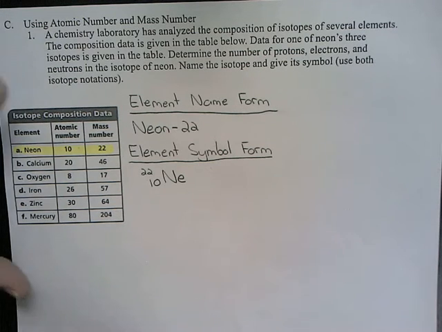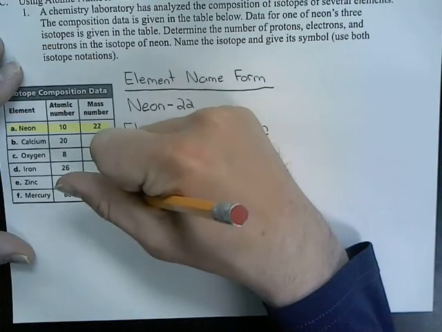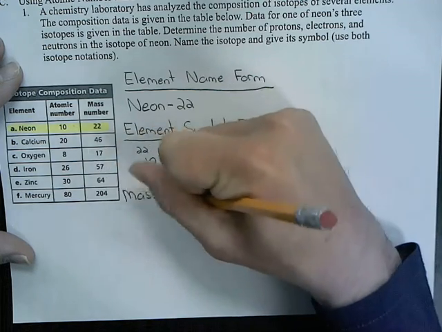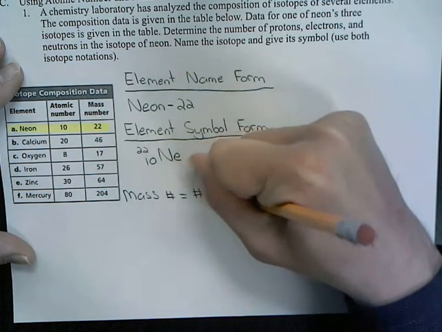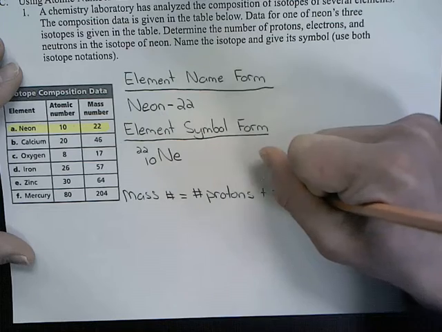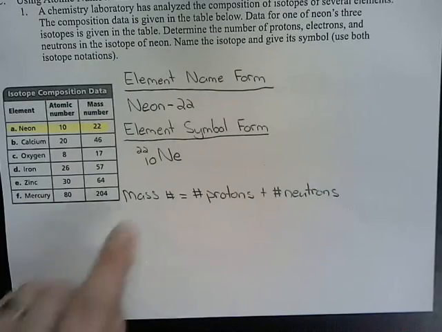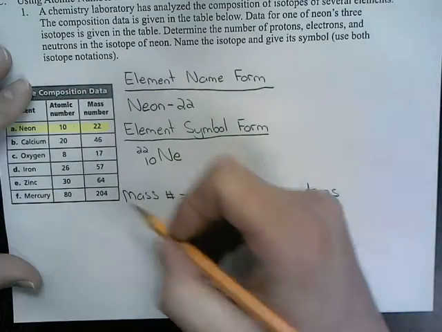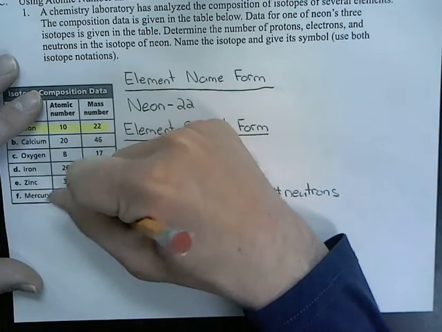So the next part of the problem here, we're going to break out that formula. The mass number is equal to the number of protons plus the number of neutrons. Okay, so we're just going to plug our numbers in. The mass number is nice because it's given. It's given as 22. So I'm going to put 22 in place for that mass number.